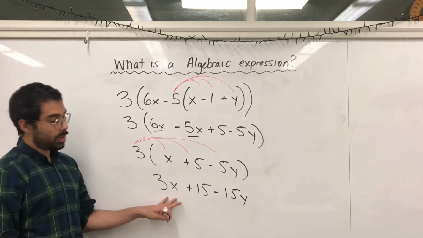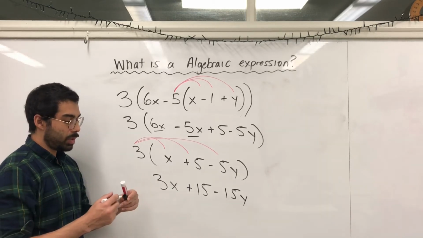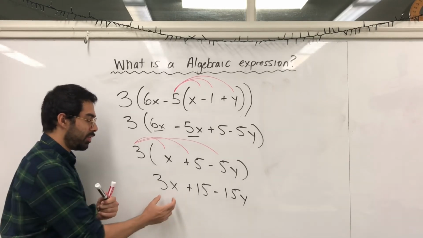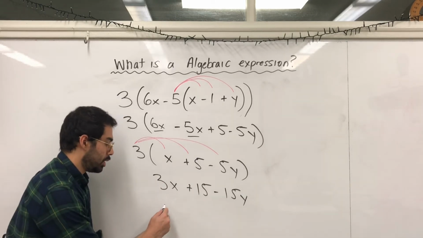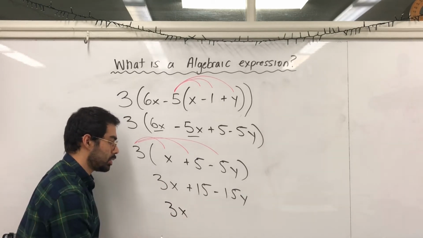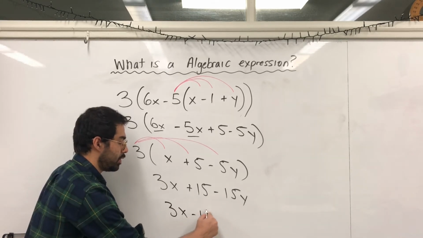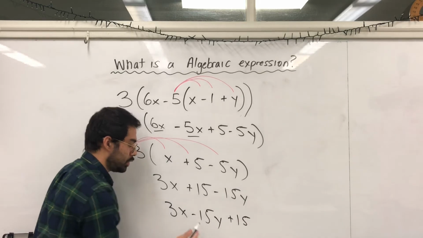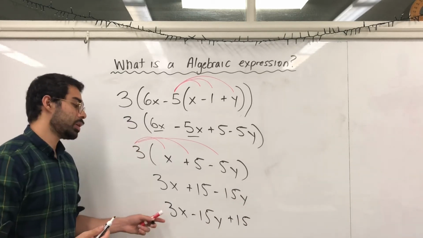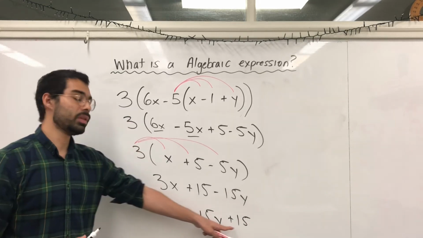This is perfectly fine. What I would do if I were you is put your variables first and then your constant. So what I mean by that is 3x and then minus 15y and then plus 15. This is traditionally how algebraic expressions are written: your variables first and then your constant.